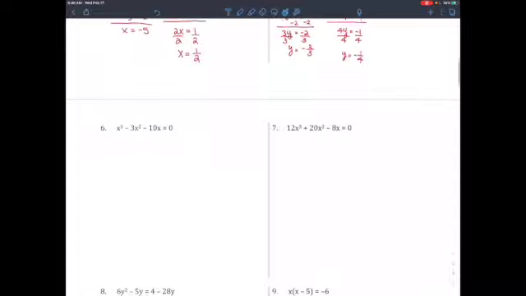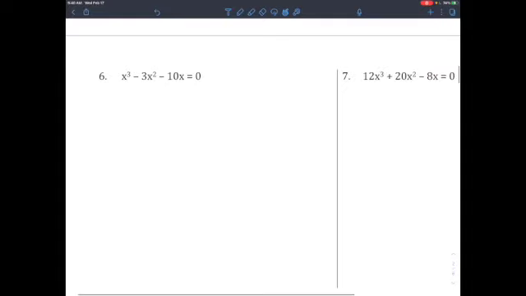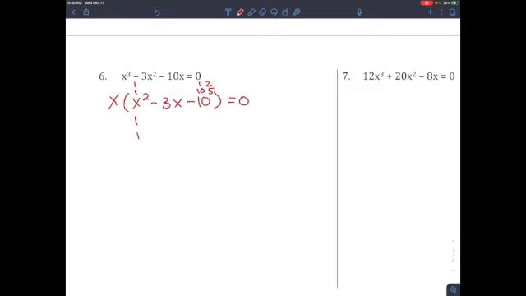Now example number 6 is a little different because we are now also using something that you know from before. If you look at the problem, you're going to have to look for the greatest common factor, and that's going to leave x squared minus 3x minus 10 equals 0. Then you have to factor. That's 1 and 1, and that's 1 and 10, 2 and 5. 1 and 1 and 2 and 5 can give you the negative 3. So that's negative 5, that's a positive 2, and that's going to be negative 3. And the answer is going to be x times x plus 2, and then x minus 5 equals 0.